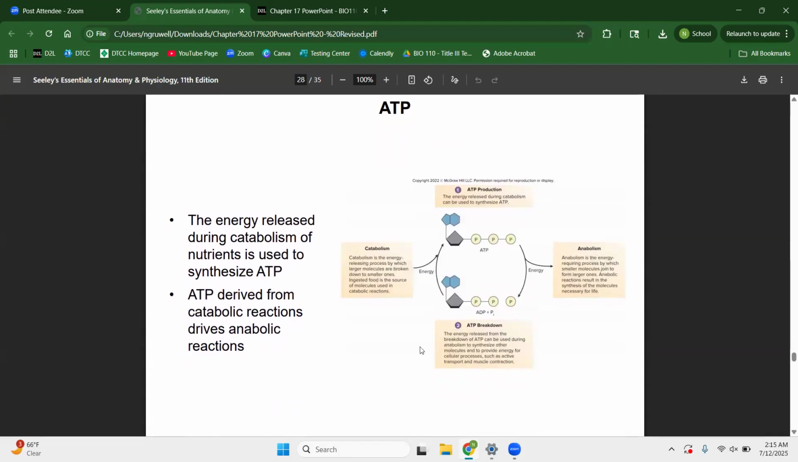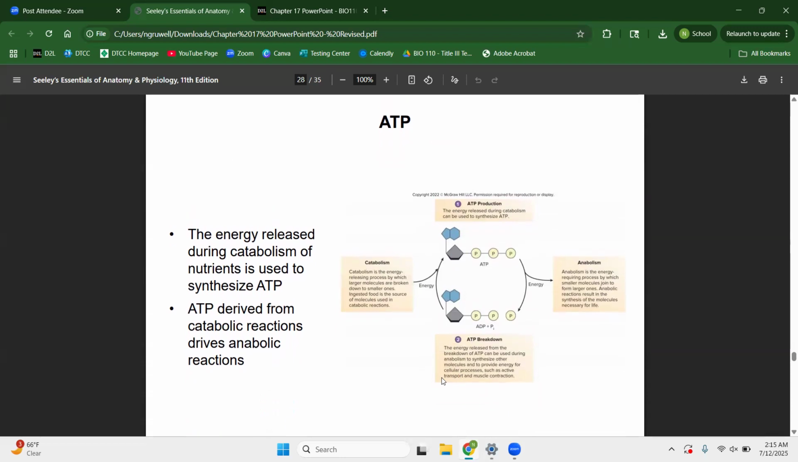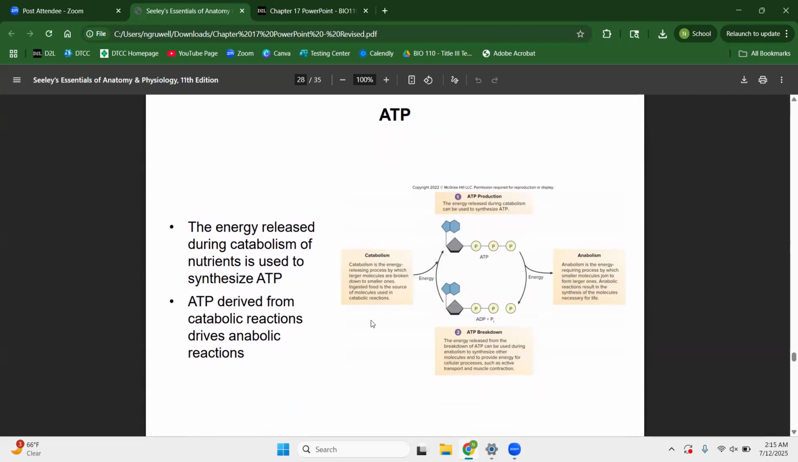All right, this is a good summary slide. It's a little more detailed than you need to know, but the important concept here is to understand that the energy released during catabolism, so going from large to small, is used to help us synthesize more ATP. We use this energy that we're getting from the catabolic reaction to drive the energy needed for the anabolic reaction. So we're not just pulling this energy from thin air, we're using a breakdown to help us with a buildup.